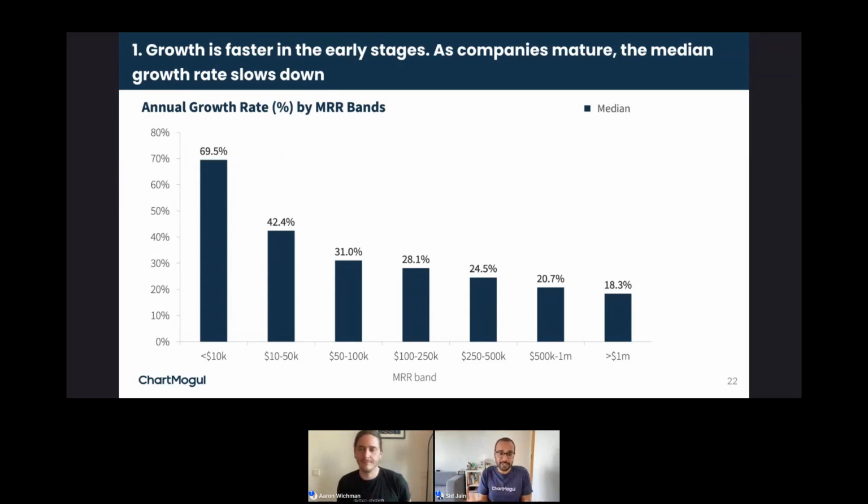For example, if you're a startup that's just getting started and you're under 10K or 10 to 50K MRR, on average, startups grow at around 50 to 70% per annum. But as they grow past the $1 million in MRR mark, or $12 million in ARR, growth usually slows down to about 20% per annum.